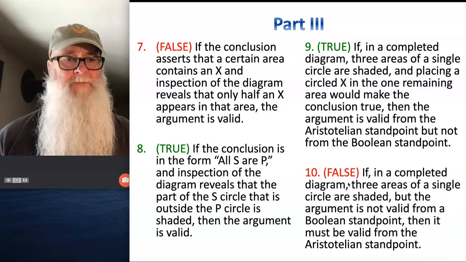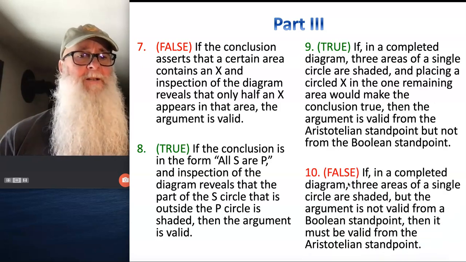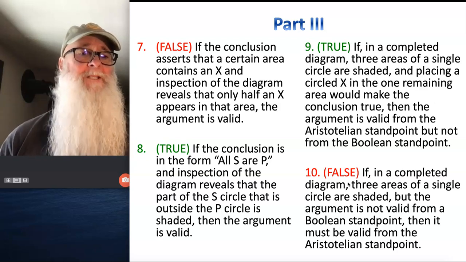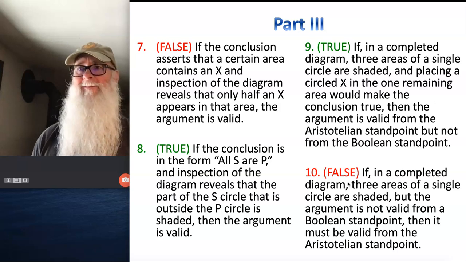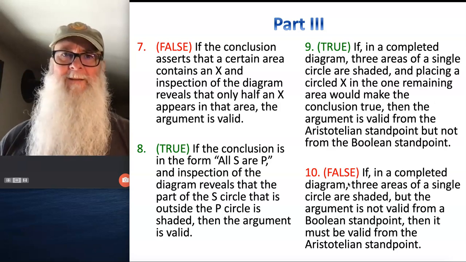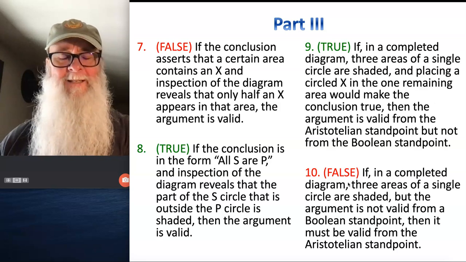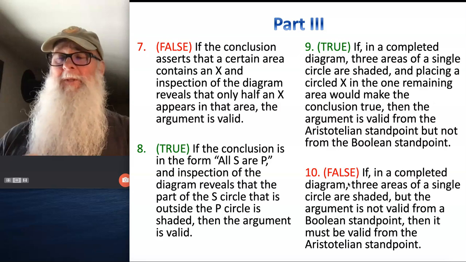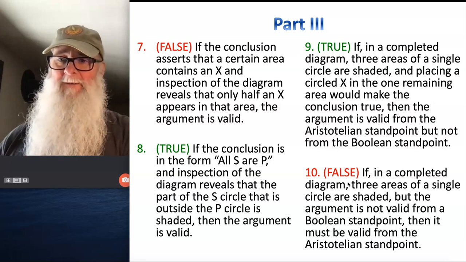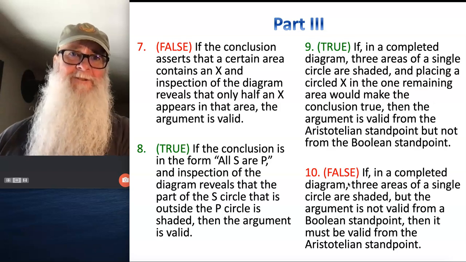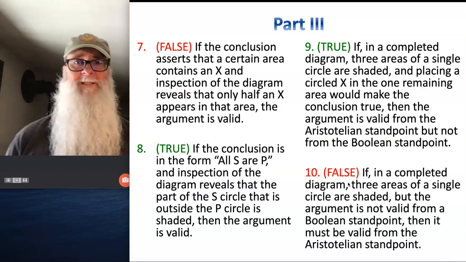Finally, number 10. If, in a completed diagram, 3 areas of a single circle are shaded, but the argument is not valid from the Boolean standpoint, then it must be valid from the Aristotelian standpoint. No! Maybe when we mark our X in the circled X in the Venn diagram, it's not in the place it needs to be in order to represent the conclusion. Or maybe the term where the circled X is placed is something that doesn't exist in reality, and therefore the argument is invalid from the Aristotelian standpoint as well.